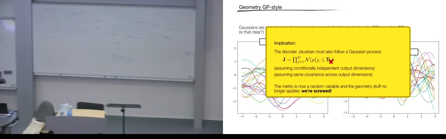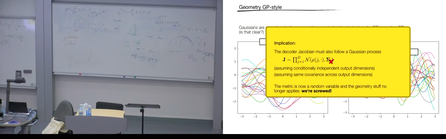But now we're back to being in trouble, because now I can take this matrix, which is a random variable, transpose it and multiply it by itself. That gives me the metric. Now that metric is also a random variable, because I'm just multiplying random matrices. And all this geometry stuff I showed you assumes that the metric is a deterministic quantity, not a random variable. So I can't apply any of the geometry I just spent the last hour preaching to you. That's pretty sad.